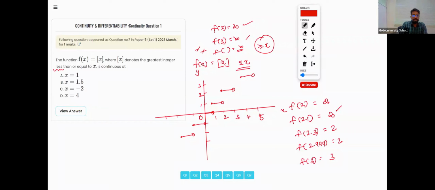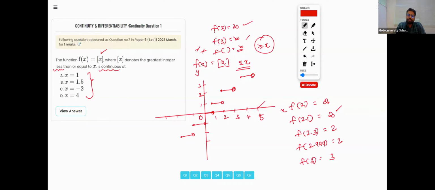So what is the question? In these options, you have to discuss where the function f of x, the greatest integer less than or equal to x, is continuous. Now tell me where it is continuous and where it is discontinuous. It is discontinuous at all the integers. Can you see? At 2, it is discontinuous because it is moving from this to this. There is a discontinuity. At 1, it is discontinuous. At 3, it is discontinuous. At 4, it is discontinuous. At 5, it is discontinuous. That means at every integer it is going to be discontinuous.